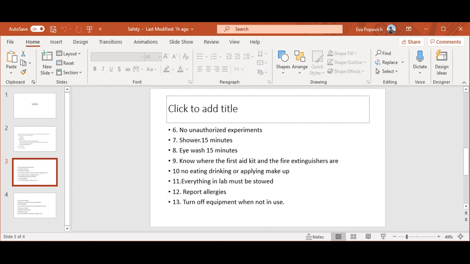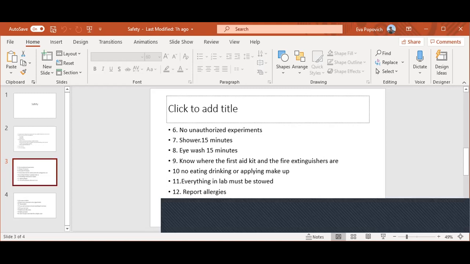Report allergies. When I was first doing this lab about 7, 8 years ago, I had a girl that reported that she was allergic to sulfur. We were doing different experiments then, and what we were doing is we were generating hydrogen sulfide gas. I didn't think anything of it because hydrogen sulfide is a different chemical from sulfur. She told me she went home that night and was coughing up blood. So it's very, very important that you report the allergies that you have. If you're not using the equipment, especially a Bunsen burner, turn it off.